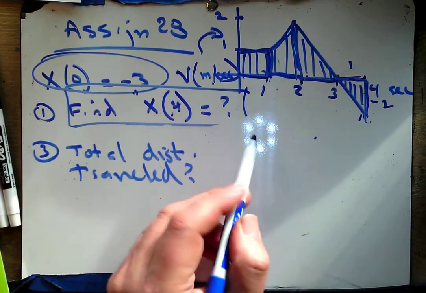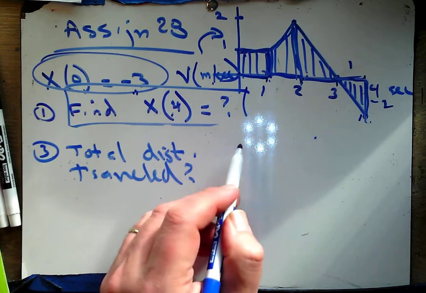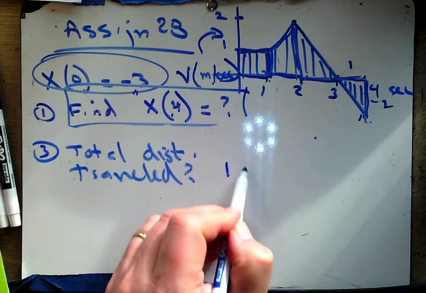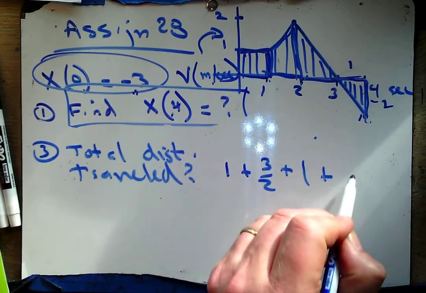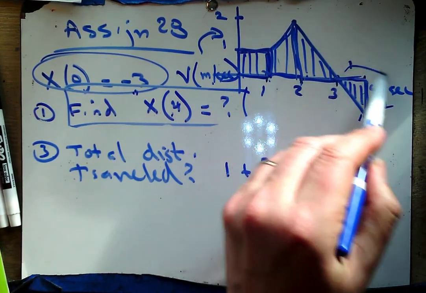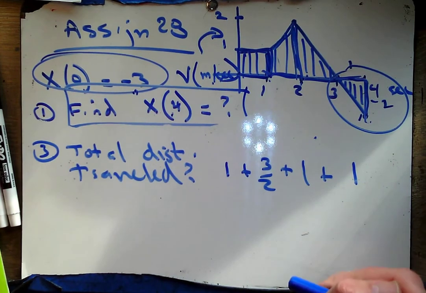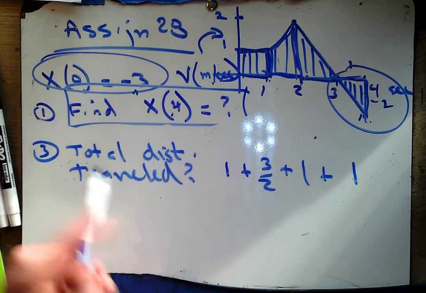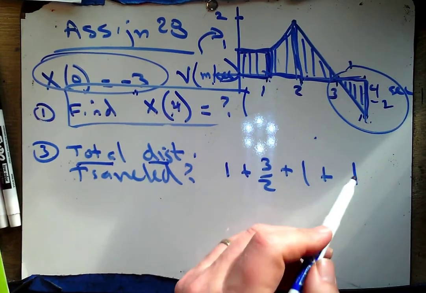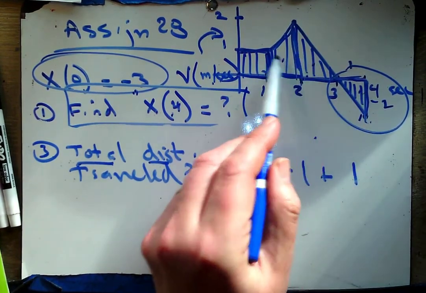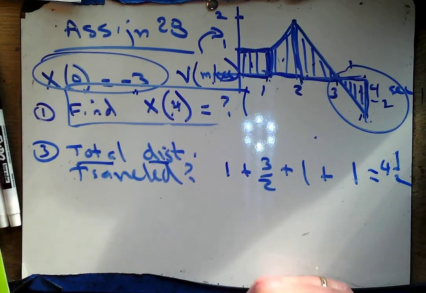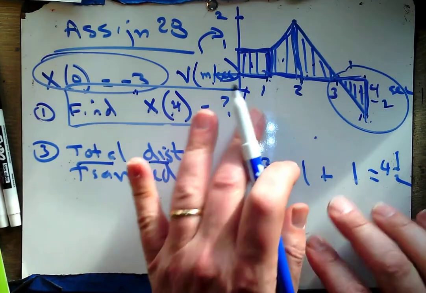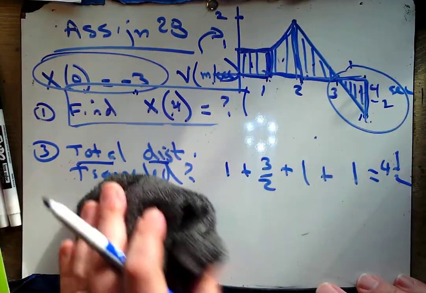Okay, so did you say the total distance traveled would be 1 plus 3/2 plus 1 plus 1? In the last two problems, this has been counted as -1. But because we're looking for total distance traveled, yeah, that's an area, that's an area, that's an area, that's an area. So I've got 3, 4.5. Okay? Good. You need to be comfortable with that. We're going to practice a bunch of that.